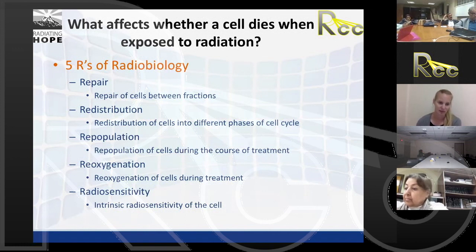And then the last one is radiosensitivity. This is an intrinsic genetic and environmental sensitivity factor that will determine whether a cell is more sensitive to the radiation than another cell. We'll look at all of these in a little bit more detail.